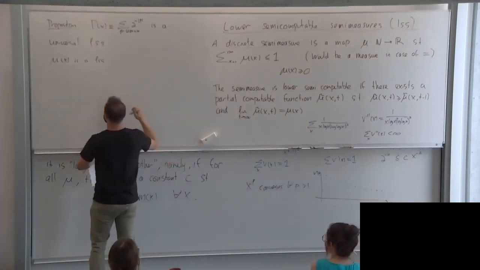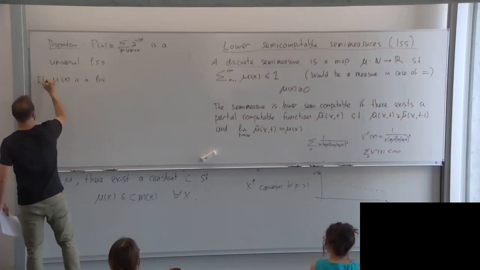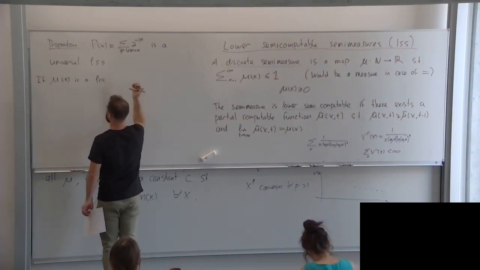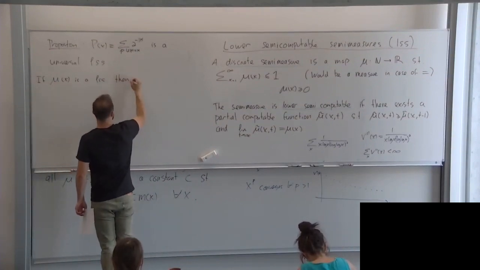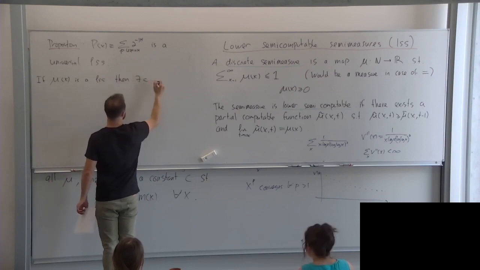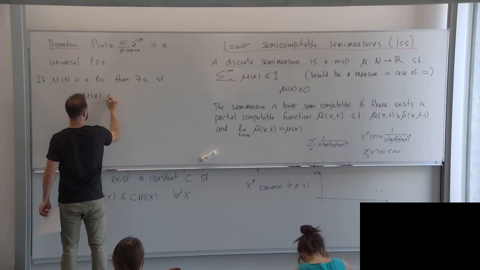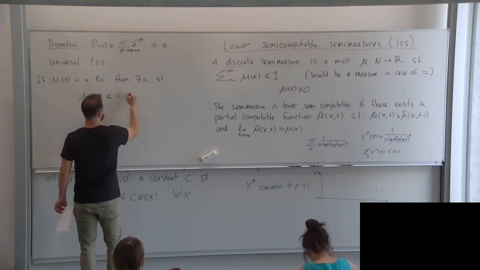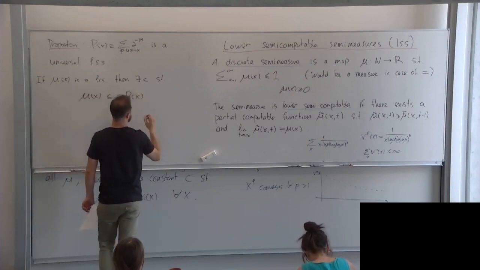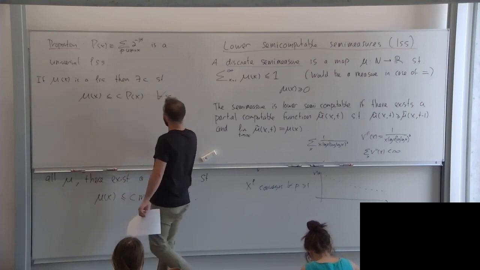Well then, if mu is a lower semi-computable semi-measure, then there exists a constant c such that mu of x is smaller or equal than c times P of x for all x.